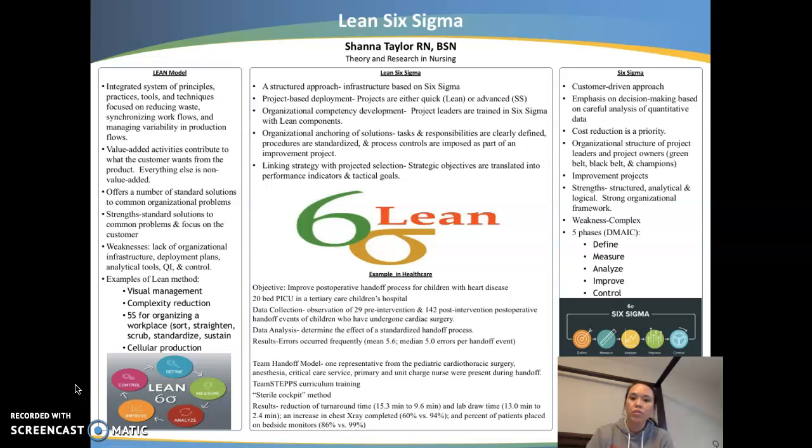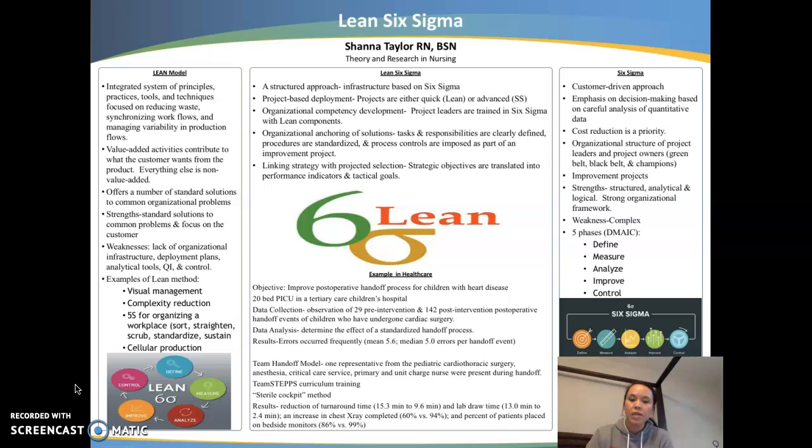The project leaders are trained in both. They have tasks and responsibilities that are clearly defined. Procedures are standardized and process controls are imposed as part of an improvement project. And then strategic objectives are translated into performance indicators and tactical goals.